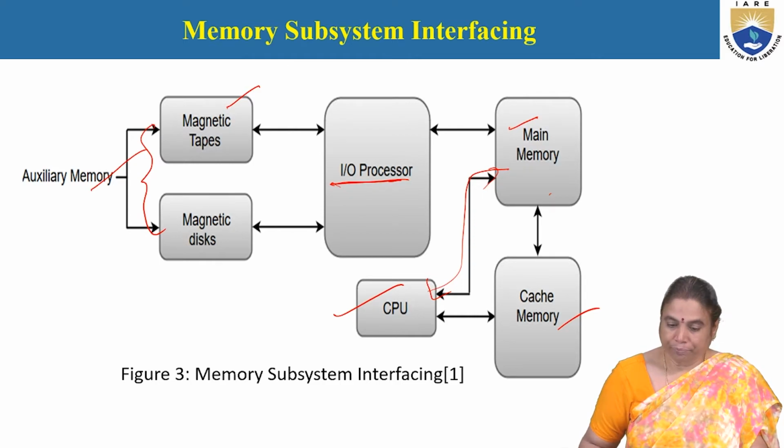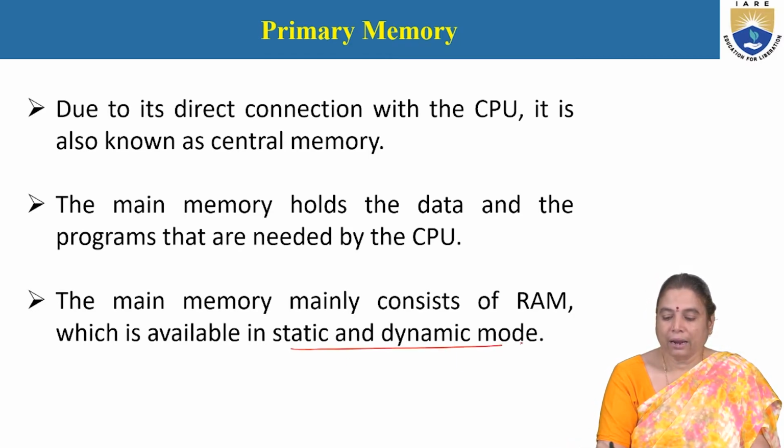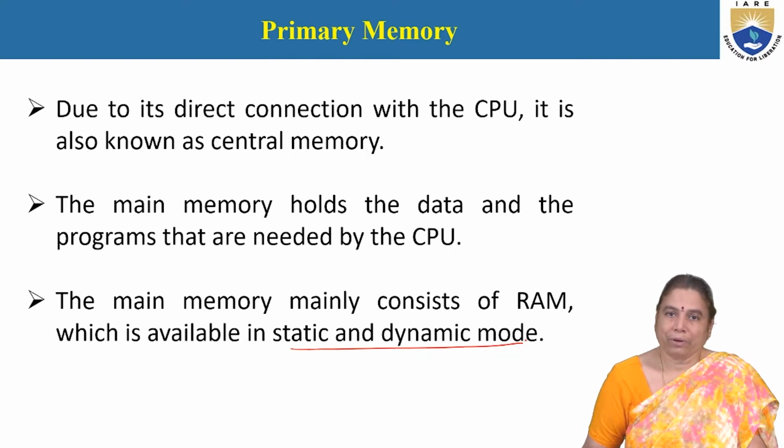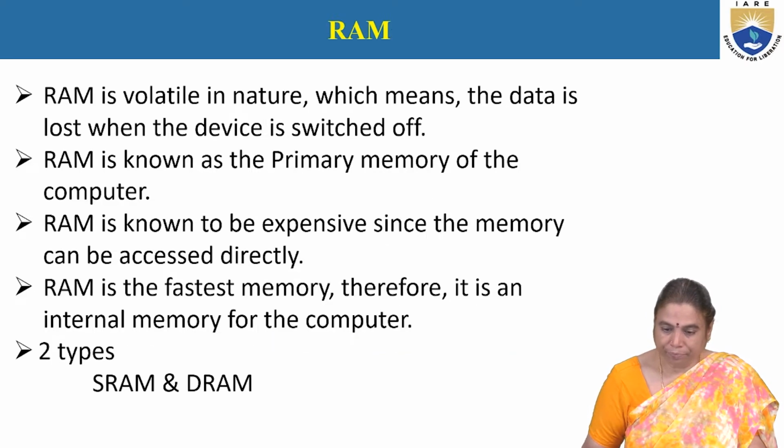So this is how the memory subsystem can be interfaced with the CPU. Now, what is the primary memory? Due to its direct connection with the CPU, the memory can be generally referred to as central memory, primary memory or main memory. The main memory holds the data and the programs that are needed by the CPU. The main memory mainly consists of RAM, which is available in static and dynamic mode. Two varieties of RAM are available. One is static RAM, second one is dynamic RAM.